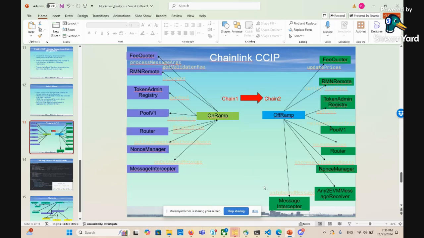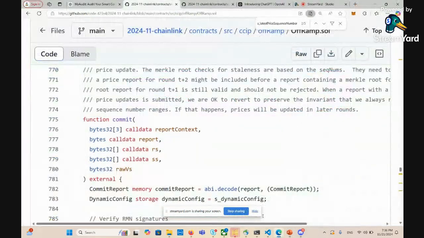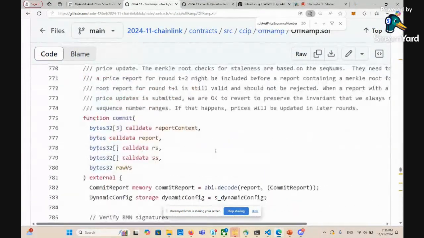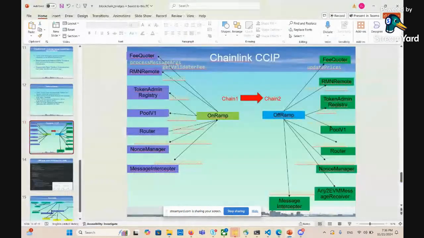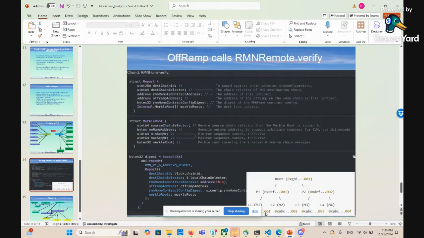So first of all, the one function we're going to talk about is the commit function, which is used to commit the roots of a Merkle tree, which looks like this. A Merkle tree basically is a bunch of messages. Each message will have a hash at the leaf level, and then every two hashes are going to combine into a hash on the inner parent, all the way to the root.